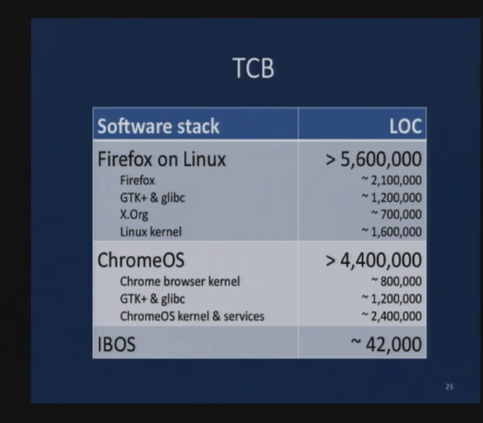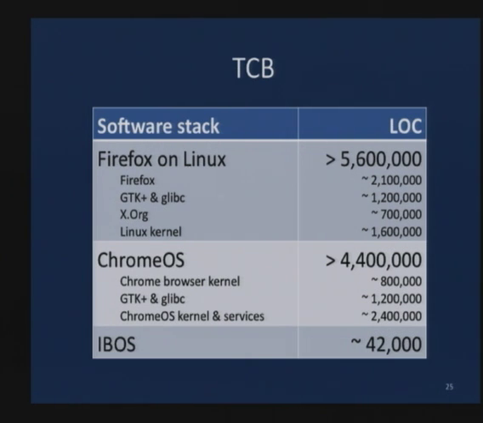Now, Chrome OS is a project from Google that has some similar goals to ours. But one of the things that they do is they use a commodity Linux kernel as their underlying platform. And they come up with about 4.4 million lines of code in their trusted computing base. Now, IBOS, on the other hand, has 42,000 lines of code in the trusted computing base. So you can see we've got a few orders of magnitude difference here in the levels of complexity.